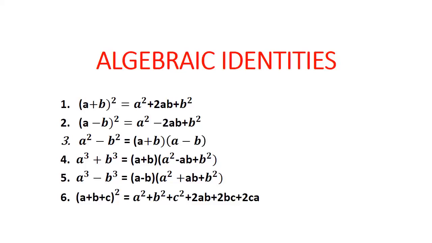(a + b + c)² is equal to a² + b² + c² + 2ab + 2bc + 2ca.